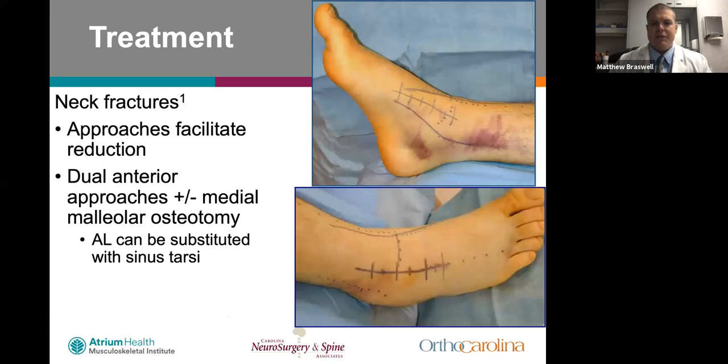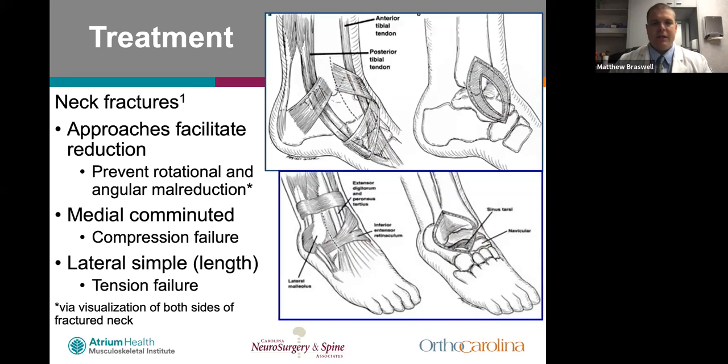Specifically for neck fractures, the approaches really facilitate the reduction. These are usually dual anterior approaches. The anterolateral traditional approach can be substituted with the sinus tarsi approach, and these can be augmented with osteotomies for greater visualization if needed. And with these dual approaches, you're able to visualize both sides of the fractured neck and prevent rotational and angular malreductions.